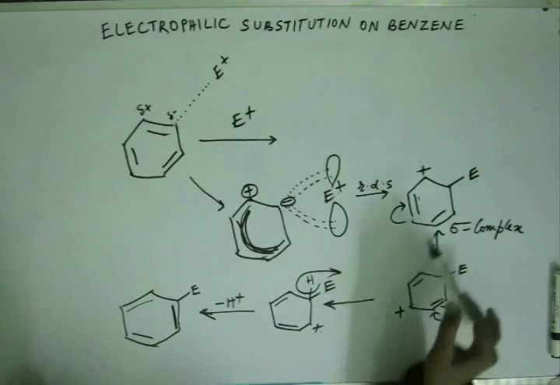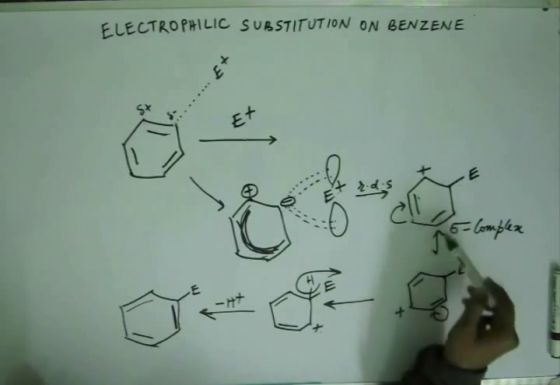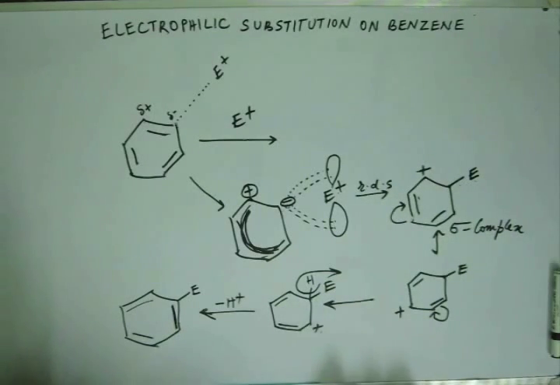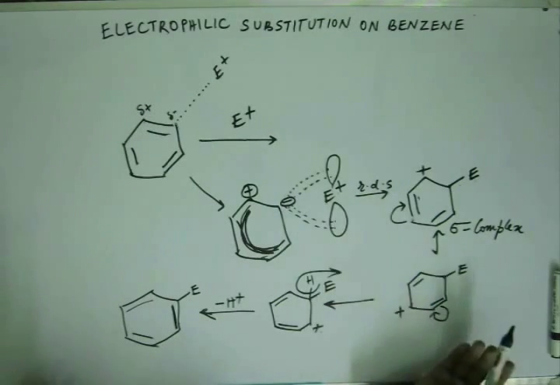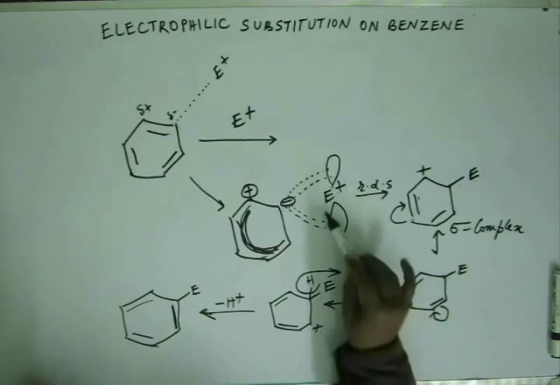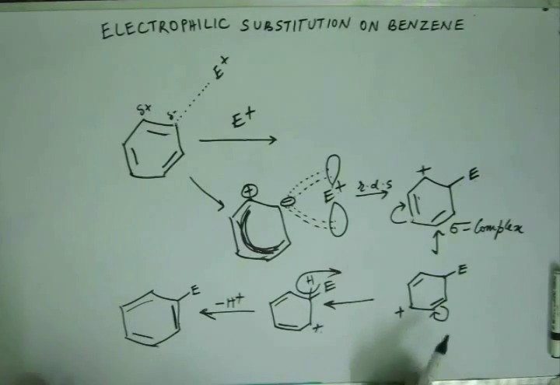Because in the sigma complex we have conjugation of this plus charge with the pi bond, resulting in 3 resonating structures. Now those 3 resonating structures will stabilize the sigma complex. This will be the same in all kinds of electrophilic substitution. This E can be NO2 plus, this E can be R plus, this E can be a selenium ion, whatever. Now after the sigma complex has been formed, again aromaticity has to be regenerated.